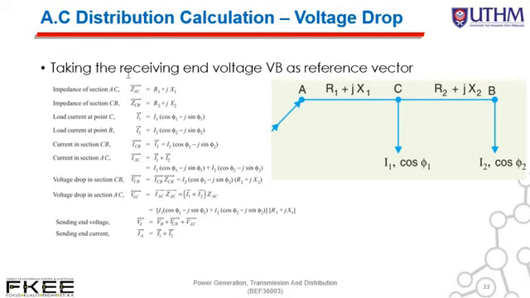So as you can see, by taking the VB as a reference vector, where is VB? VB is located at the consumer side, which is the receiving end users. This is VB, and VA is the sending end voltage.